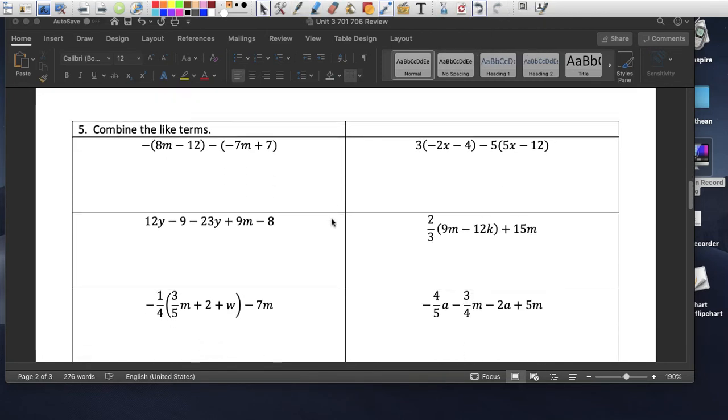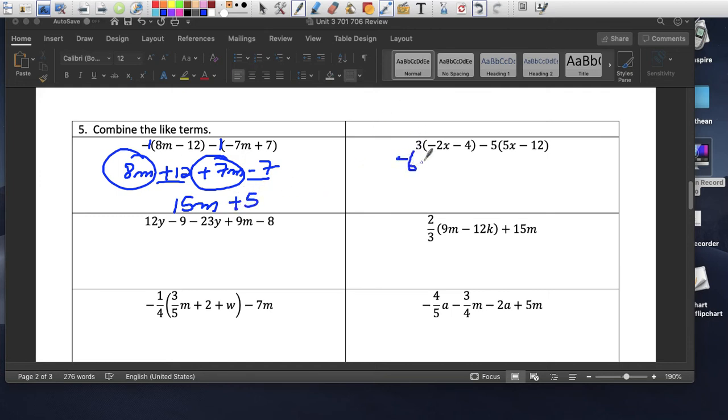Combine like terms. So again, we got to remove the parentheses. So again, if you like, you can imagine there's a 1. So negative times a positive is a negative. Negative times a negative is a positive. And then we have negative and negative is a positive. And negative times a positive is a negative. So we have these. Can we combine? Yeah, we can combine this guy and this guy. 8 and 7, they're both positive, so it's just 15m. And then 12 and minus 7 is positive 5.